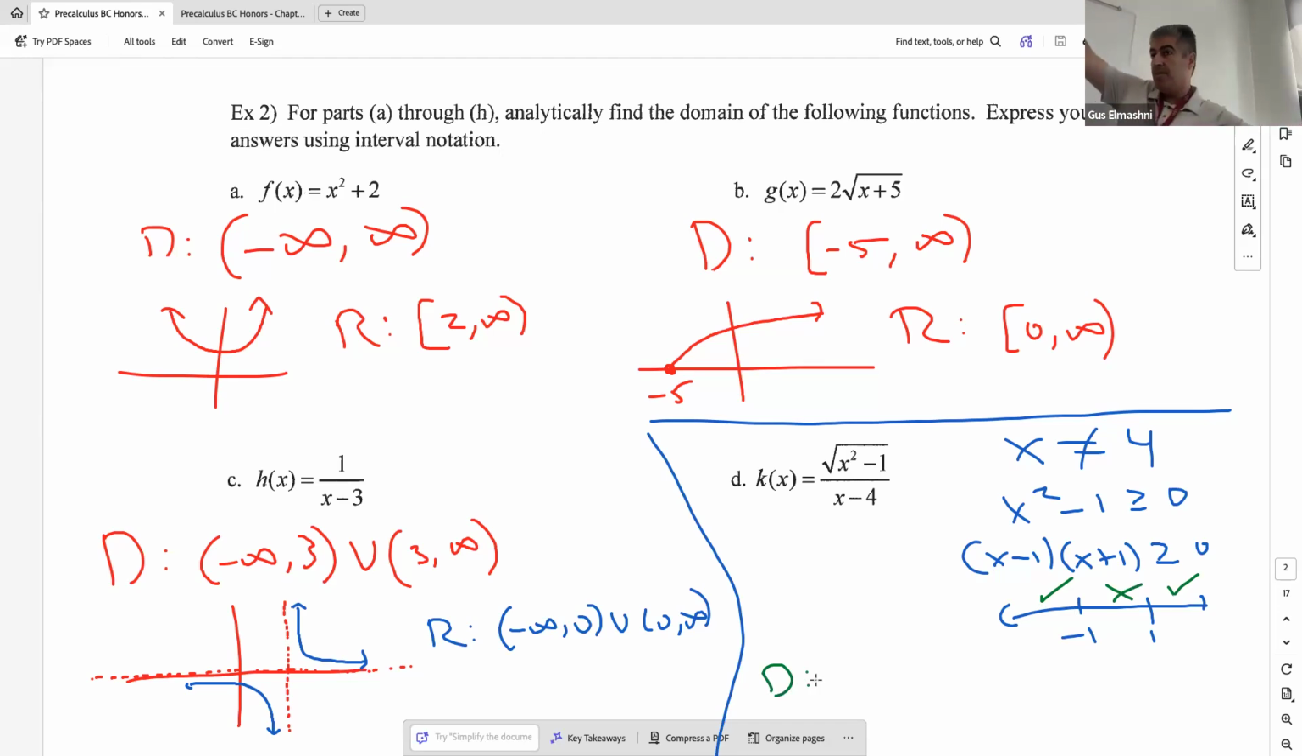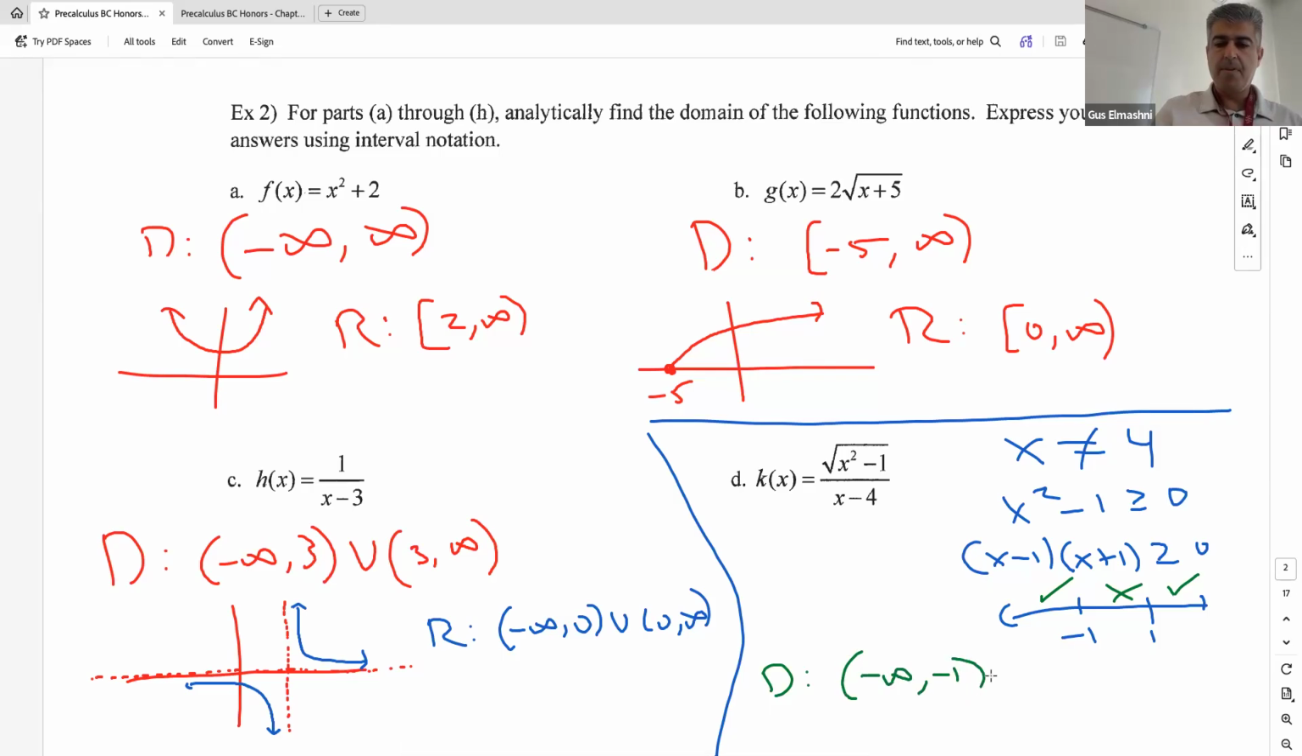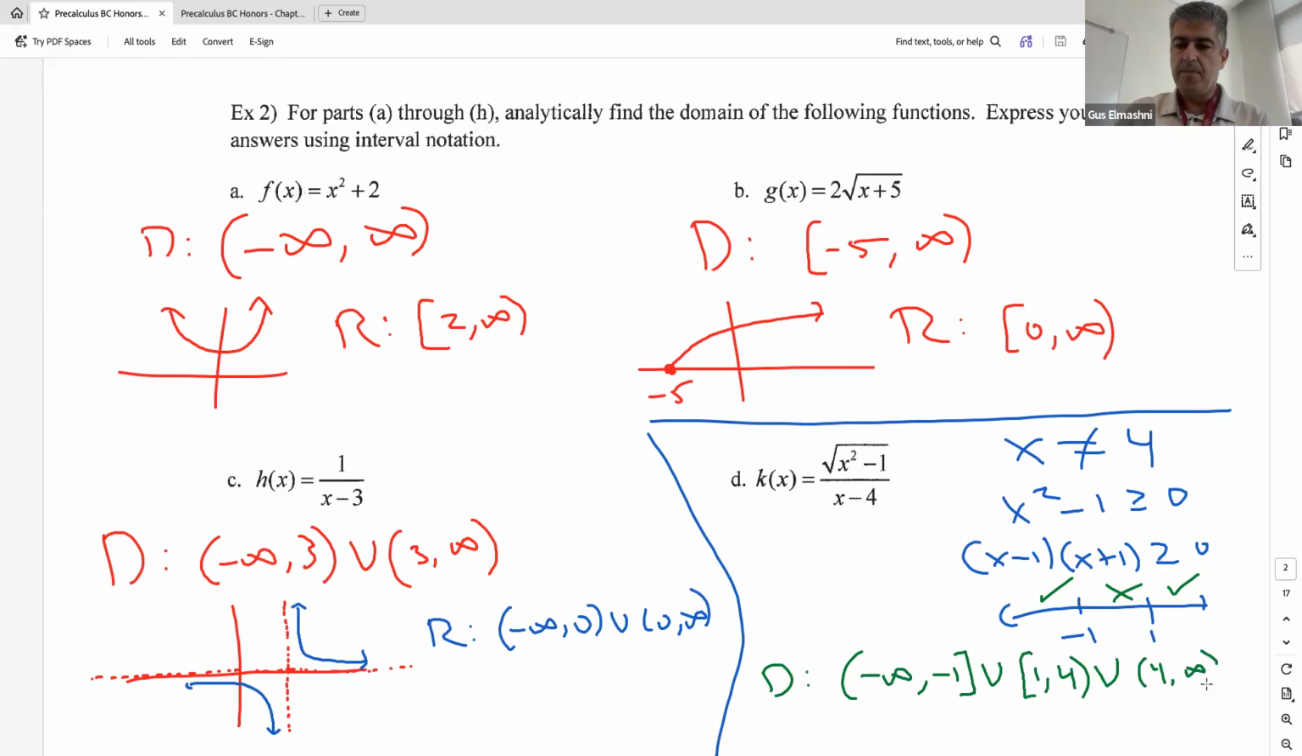So when I write my domain now, I have to piece it all together, right? I've got to be larger than 1, less than -1, but I also have to skip over 4. So let's work our way from left to right. -infinity to what? That's my first stop. Union. Then where do I pick it up again? Going till parentheses, union, infinity.